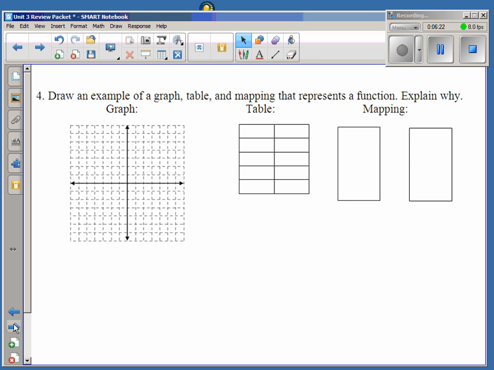Okay? All right, the next 2 examples are a little bit tricky, and once you get the hang of it, they're easy. It says, draw an example of a graph, table, and mapping that represent a function and explain why. So simple way to draw a graph. That graph is a function, again, for the same reason, because it passes the vertical line test.